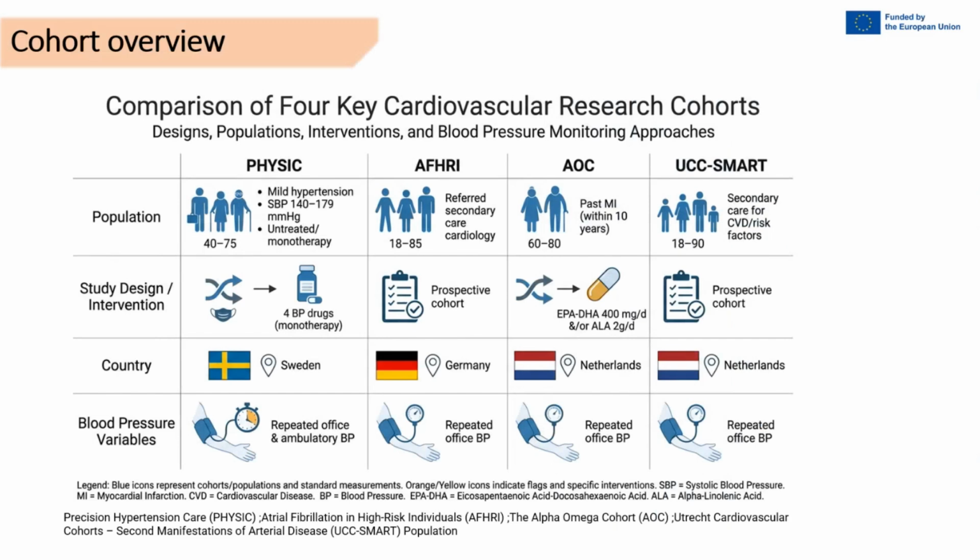Okay, so Matt already touched upon this. We have got the data from 4 different cohorts, and as you can see, they are coming from multiple different countries. The Swedish cohort, Matt already talked about that. This is the trial data, which is quite clean in terms of the intervention. They have given a drug, and we know whether the drug is working or not. The second one is coming from Germany, a cohort generated from different cardiac diseases, where hypertension measurement is there as well. Then the Alpha Omega cohort, called AOC, which is coming from the Netherlands, and the UCC smart cohort, also coming from the Netherlands.